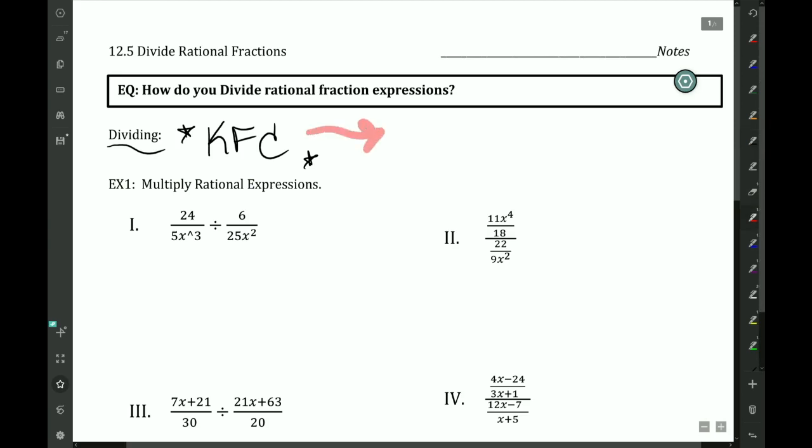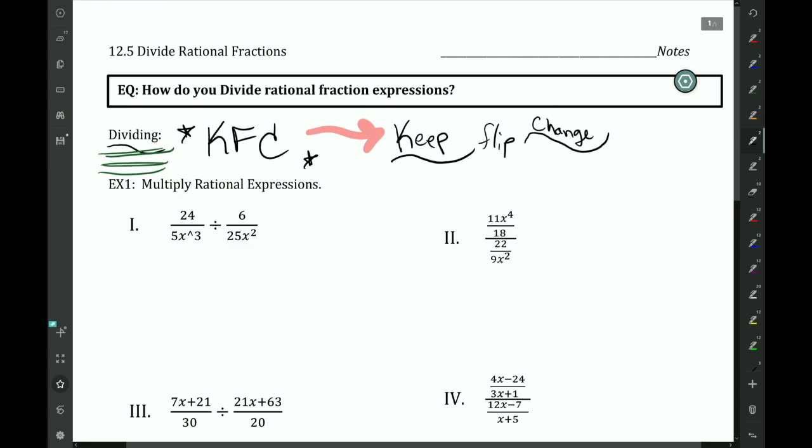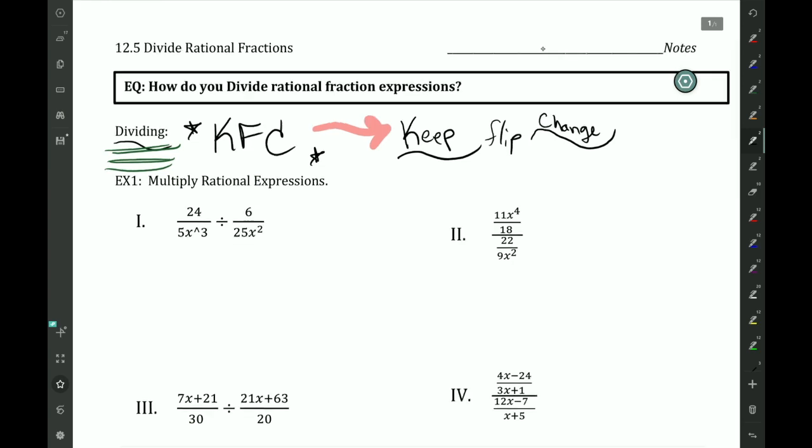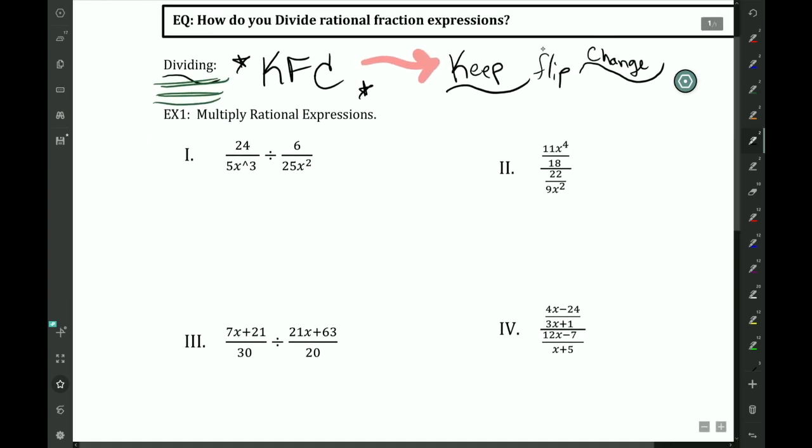Well, the whole idea for dividing, if you recall, is that we're going to keep the first fraction, flip the second fraction, and change the sign. So keep, flip, change. We're actually going to be flipping the second fraction and changing the sign, but we will do that here. So right on into it. Multiply rational expressions. That should actually say divide.